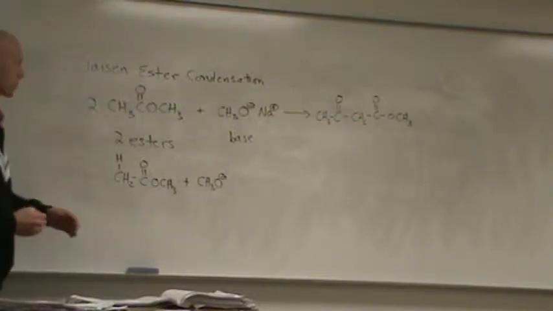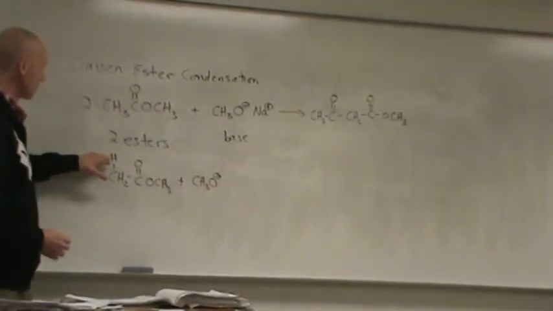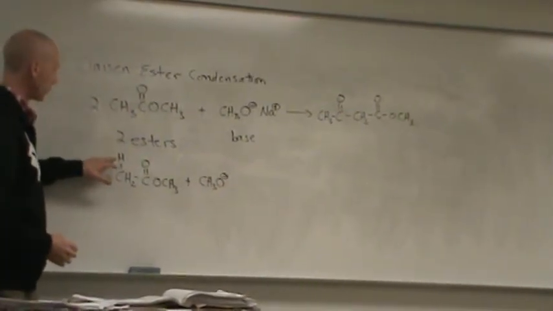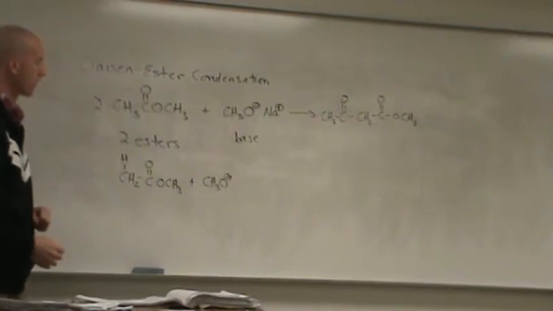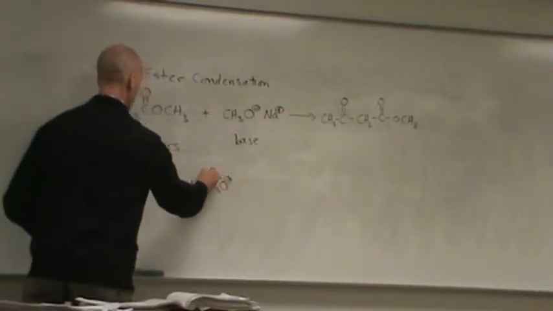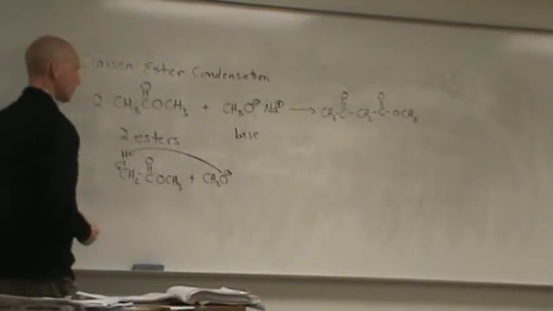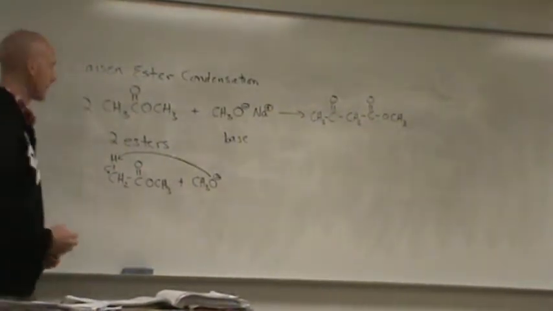Notice we're using a little stronger base than OH minus because these hydrogens are a little less acidic than on ketones and aldehydes. Okay, but the same reaction occurs. Take the alpha hydrogen to form the enolate.